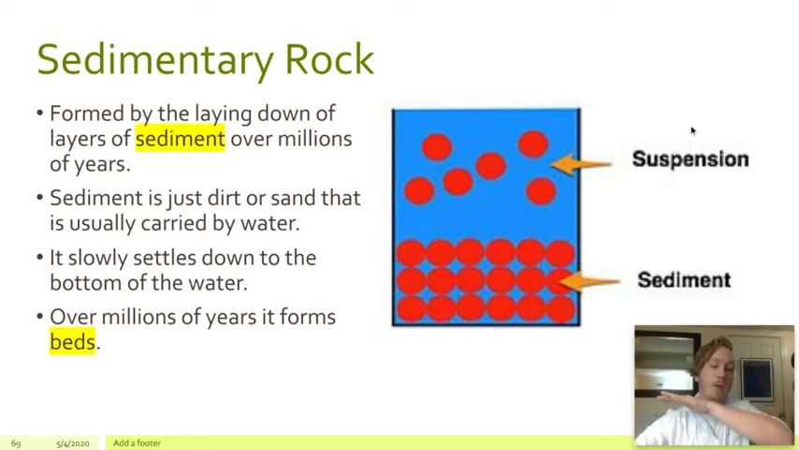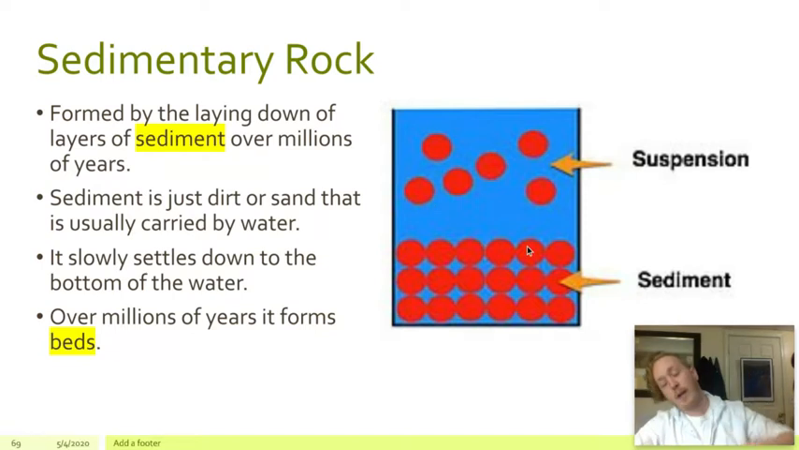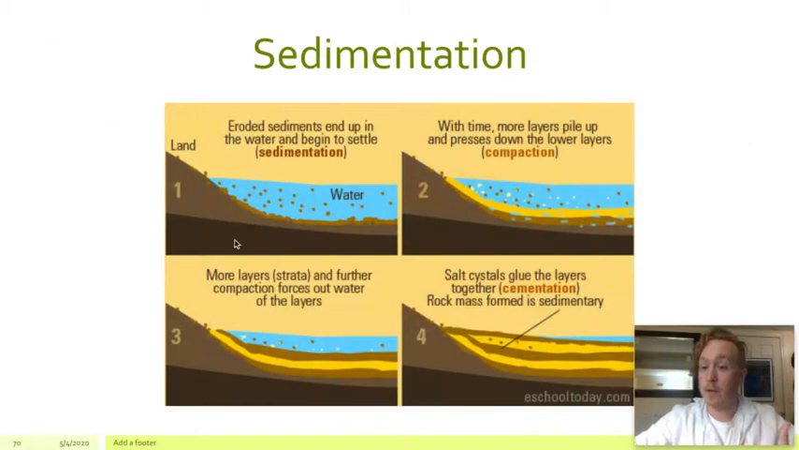Slowly, as they go down the river, some of them fall to the bottom, some of them build up on the bottom of the water. Over millions and millions of years, those layers keep laying down on top of each other and keep pressing down and compacting and gluing each other together, and they form rock. That's how sandstone forms. And over millions of years, they form these sediment beds. So we'll go over that process. I have a nice little figure of this happening right here. So the first step is eroded sediments. We're going to get to erosion soon, promise.